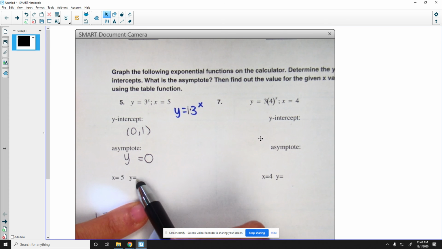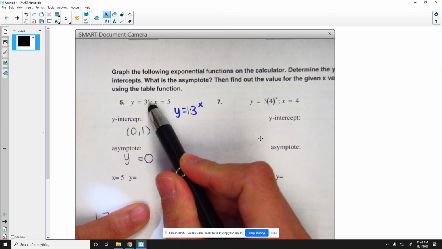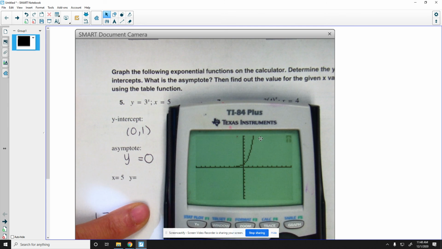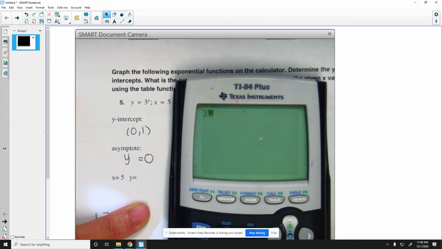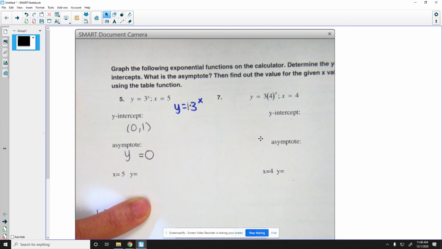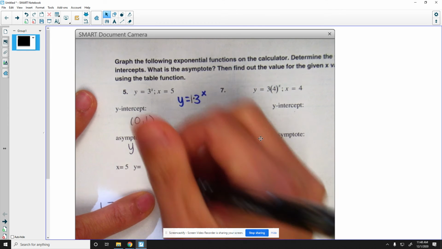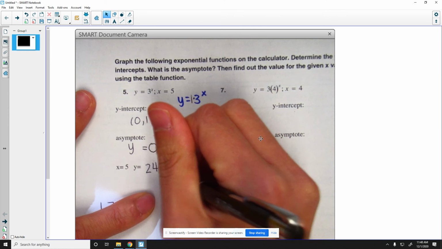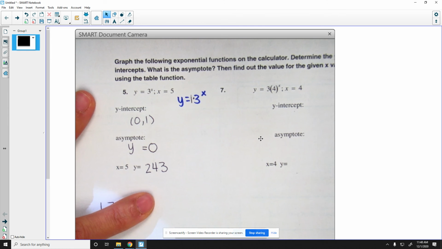And then finally this, it's asking me to plug it back in. If x equals 5, plug in x as 5. What would y equal? I don't know. So just plug it in your calculator. 3 to the x. Oh, x is 5. Did anyone get that answer? Haley? 243. Okay. So that's it. That's all we're doing.